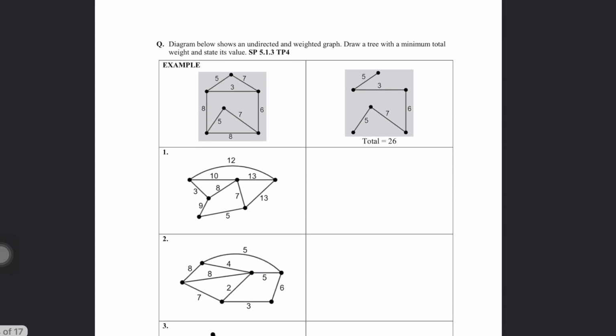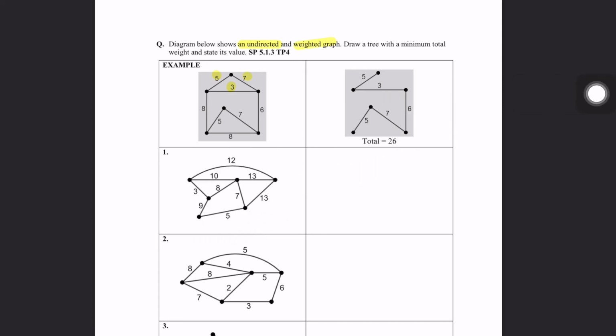Seterusnya Q. Okey, Q. Okey, diagram below shows an undirected and weighted graph. Okey, undirected ini bermaksud dia tak ada arrow. Okey, weighted graph dia ada nilai-nilai ni. Okey. Draw a tree with a minimum total weight and state its value. Okey, macam contoh yang ni, dia nak kita lukis tree yang paling minimum kan? Okey, minimum total 26. Okey, so contoh nombor 1 ni.